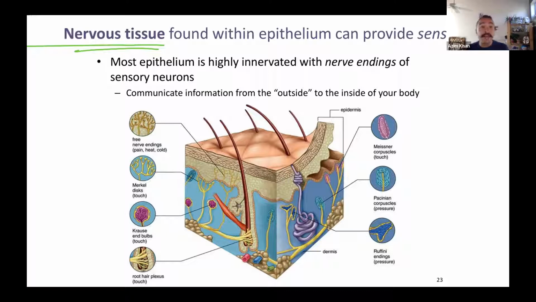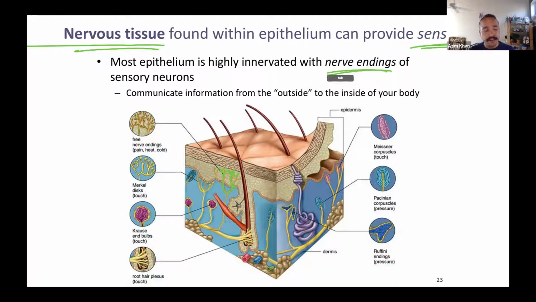So nervous tissue can be found within epithelial tissue. They're right next to each other, they coexist. They allow for sensation. You can see that pictured over here. If this is a picture of skin down here, you can see these nerve branches extending into the epithelium. Most epithelium, whether it's skin or tracts, is highly innervated. There are lots of nerve endings.